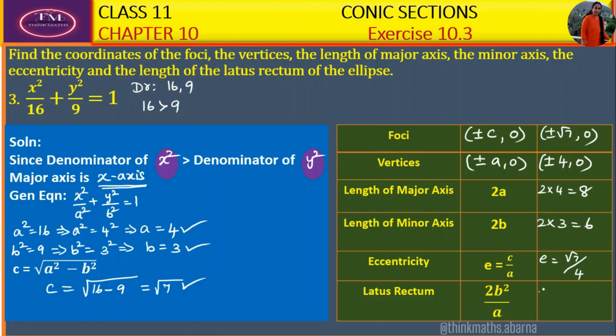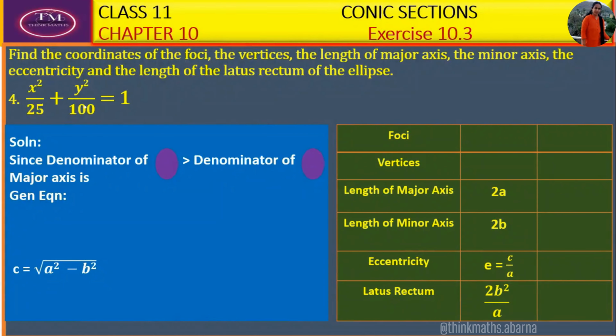Latus rectum is 2b square by a. b square is 9. 2 into 9 divided by a, which is 4. So you can cancel. 1 2s are 2, 2 2s are 4. So the value is 9 by 2. Latus rectum is 9 by 2. So these are the required values. Clear, children? So moving on to the next one.